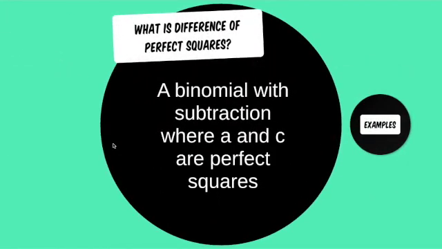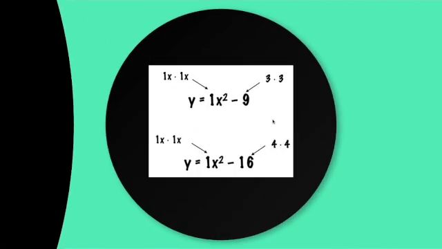What is difference of perfect squares? A binomial with subtraction where A and C are perfect squares. Let's look at some examples. In my first example, y equals 1x squared minus 9. I know this is a binomial because there are two terms. The A term, 1x squared, is a perfect square because 1x times 1x is 1x squared. And my C term, which is 9, is a perfect square because 3 times 3 is 9.